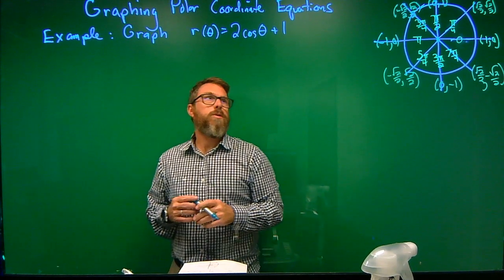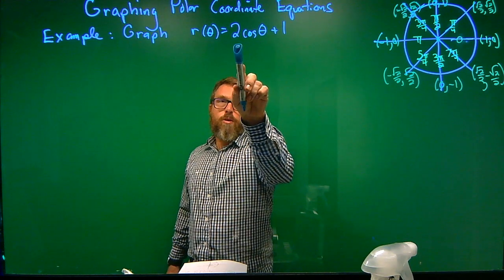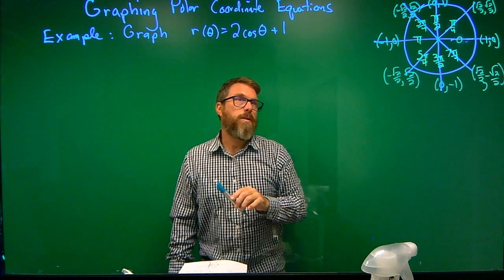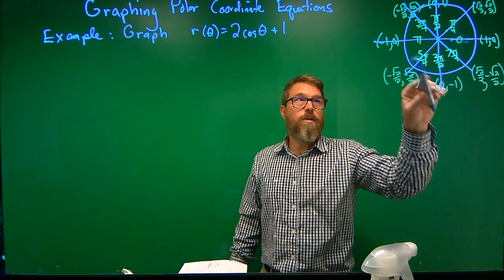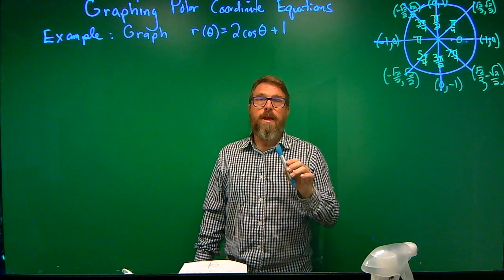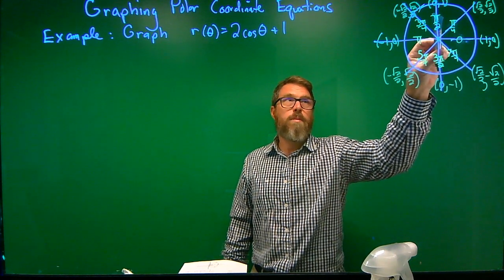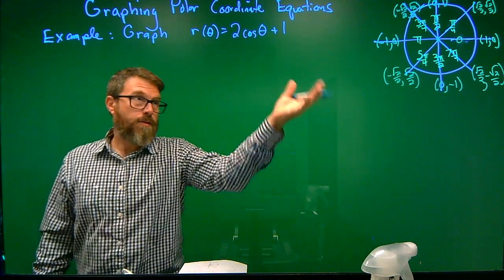Graphing polar coordinate equations. Our job is to be able to graph a polar equation of this form. So r is equal to 2 cosine theta plus 1. Now I'm going to do this for the angles here on the unit circle I've written out to make this quick. So we're going to figure it out for angle 0, pi over 4, pi over 2, and then so on. So first let's graph our first angle.